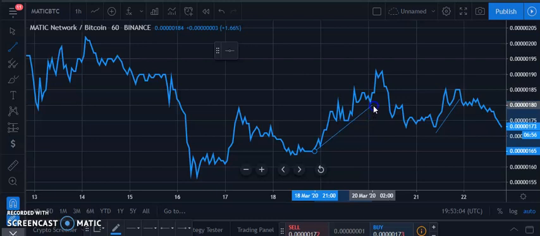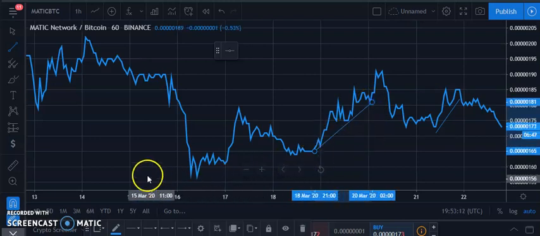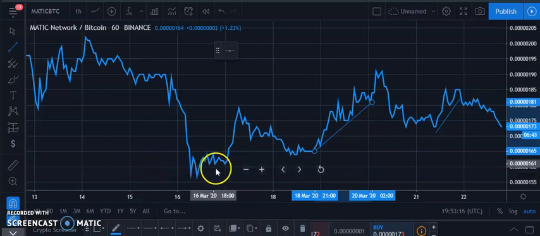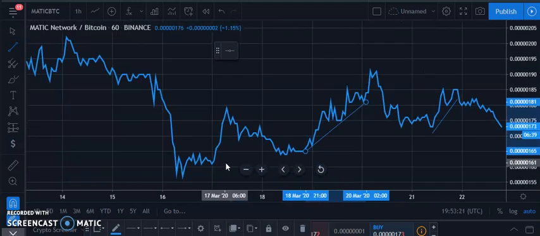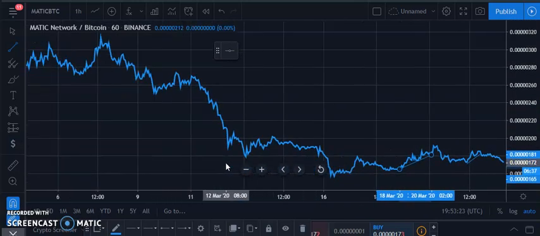These are not uptrends. And then, is there any other uptrend? Is there any other option? Let's go back and also go forward.